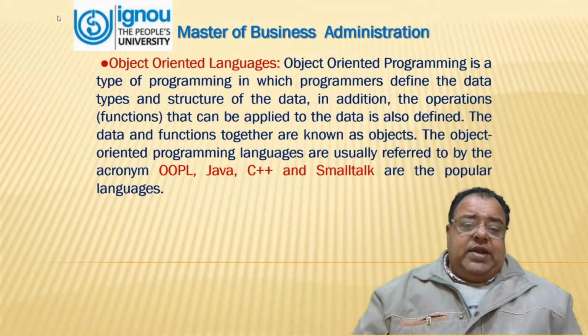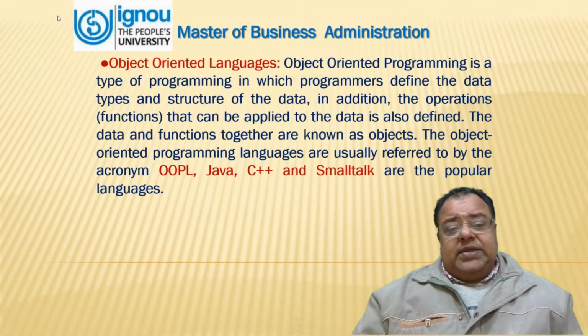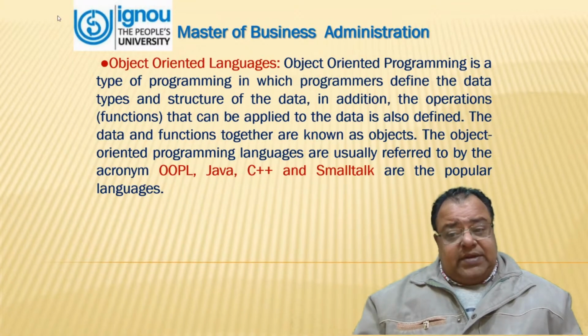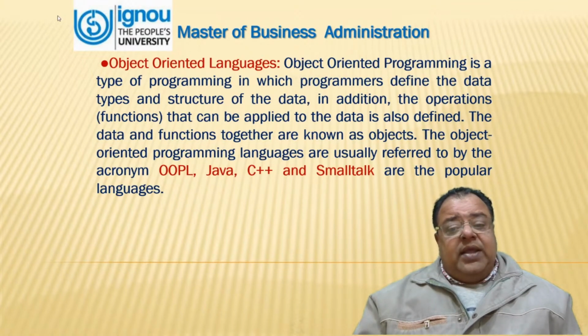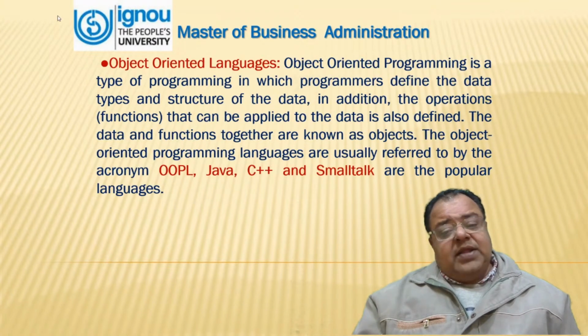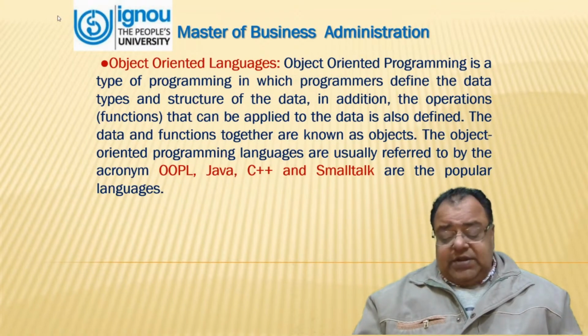Object-oriented languages. Object-oriented programming is a type of programming in which programmers define the data type and structure of the data. In addition, the operations and functions that can be applied to the data are also defined. The data and functions together are known as objects. Object-oriented programming languages are usually referred to by the acronym OOPL: Java, C++, Smalltalk. These are the popular languages.